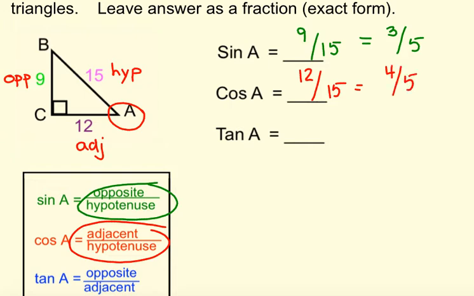Last one, tangent of angle A. Tangent is found by opposite over adjacent, TOA, to remember. So opposite is 9, adjacent is 12. So 9/12, or if you reduce that down, you're going to divide by 3, so that's 3/4. So those are the exact three values for the sine, cosine, and tangent of angle A.